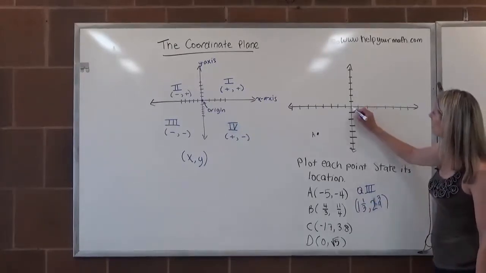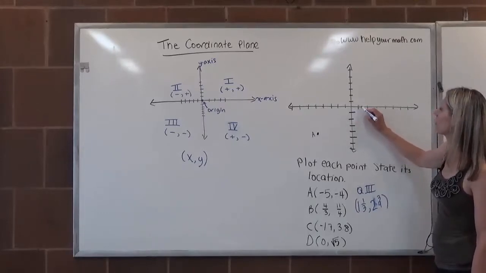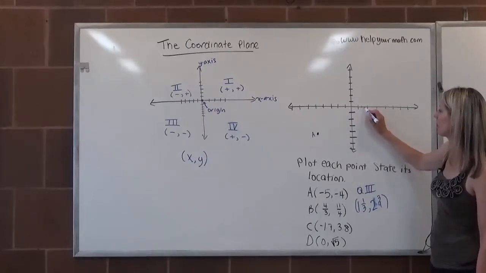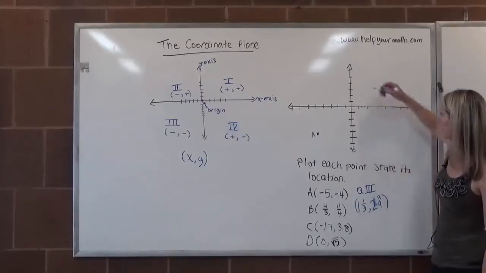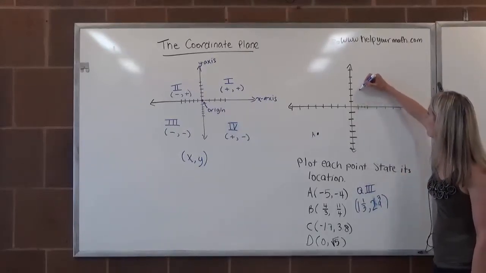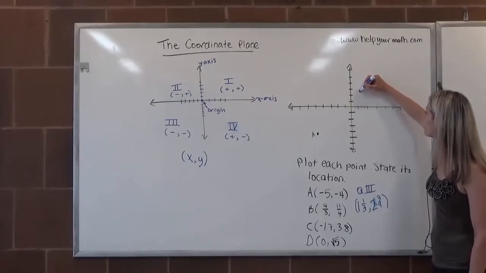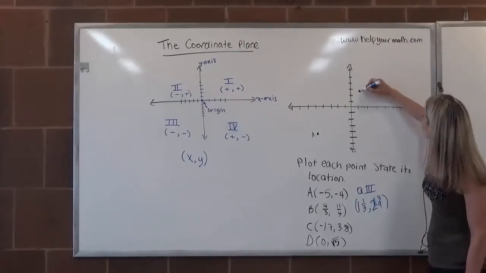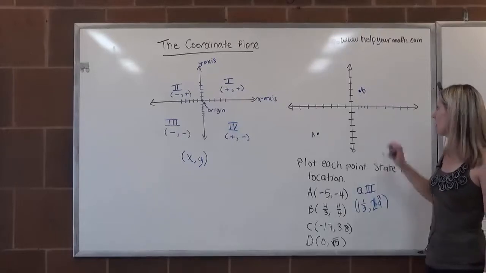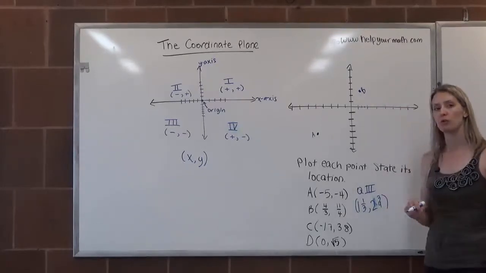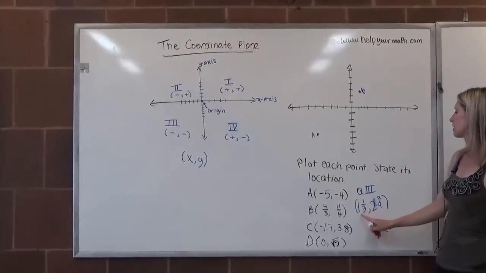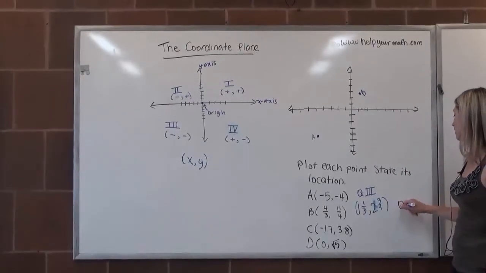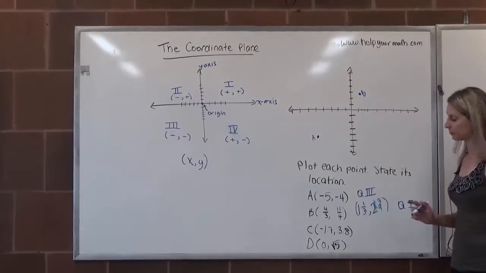1 1/3, that's like going past 1 but not quite reaching 2, so maybe like right here, right? If we split this into thirds, maybe it's this first one. 2 3/4, that's going up 2 and then almost getting to 3 but not quite, so it might be right here. And we're going to call this point B. Point B is located in quadrant 1. We know that first of all by looking at the graph, but also by looking at the coordinates. Positive and positive means that we are in quadrant number 1.